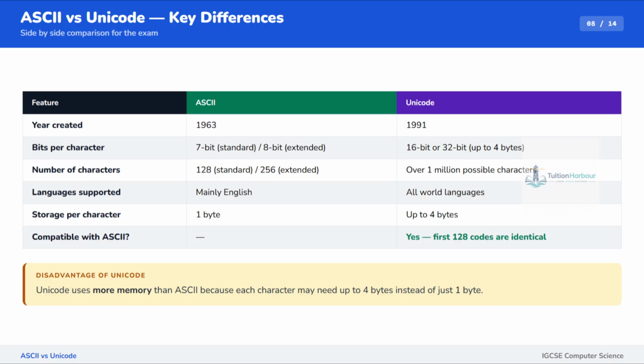Let us compare ASCII and Unicode. ASCII was created in 1963, uses 7-bit codes, and supports mainly English with 128 characters using 1 byte per character. Unicode was created in 1991, uses up to 4 bytes per character, supports all world languages, and the first 128 codes match ASCII exactly. The disadvantage of Unicode is that it uses more memory than ASCII.